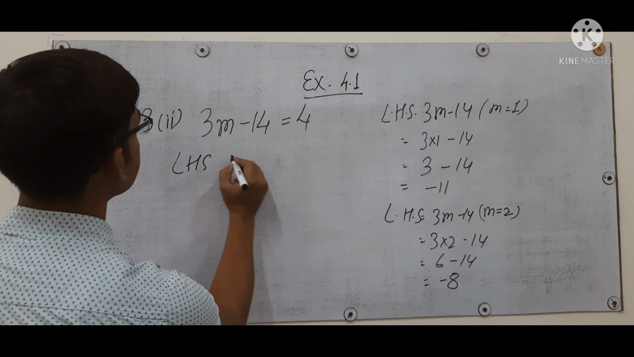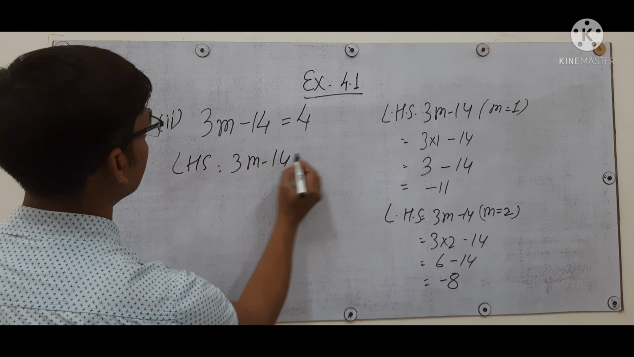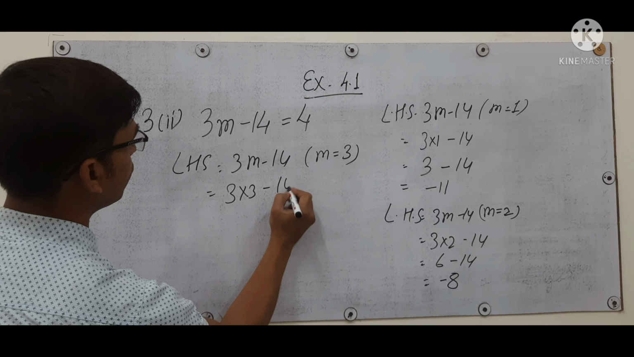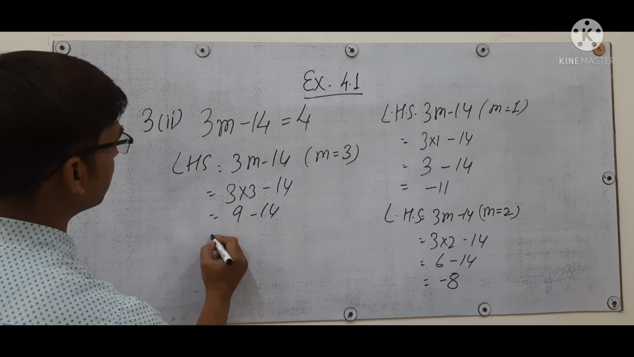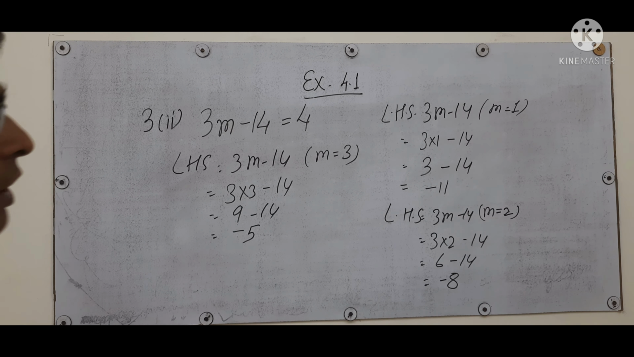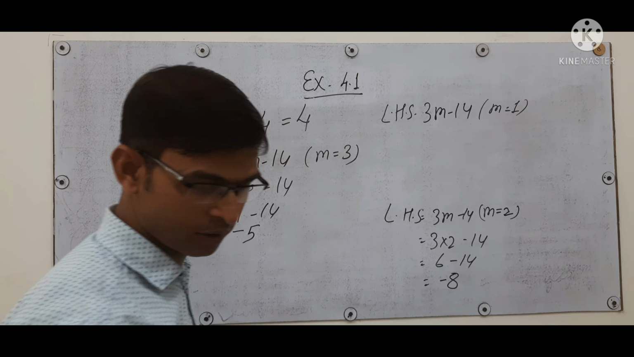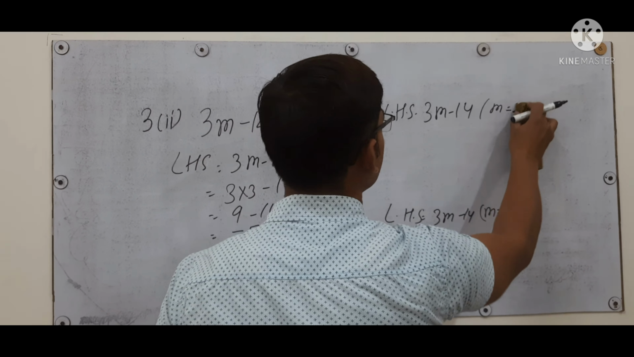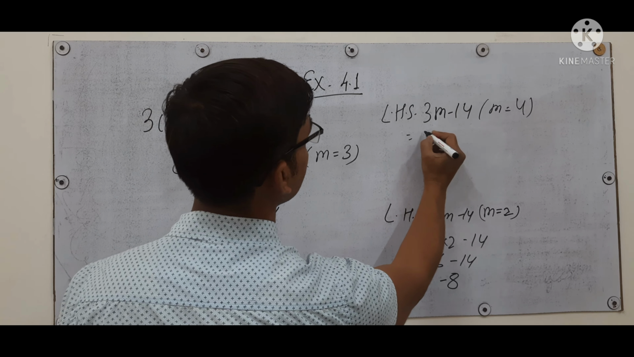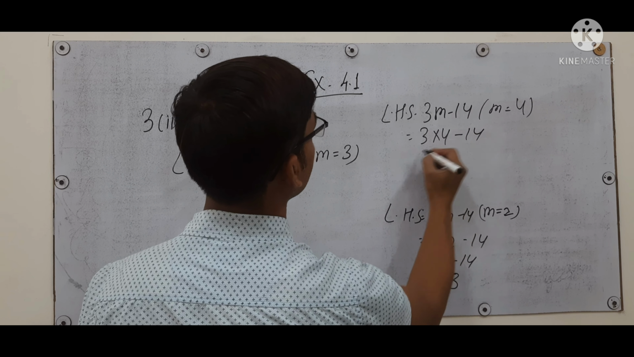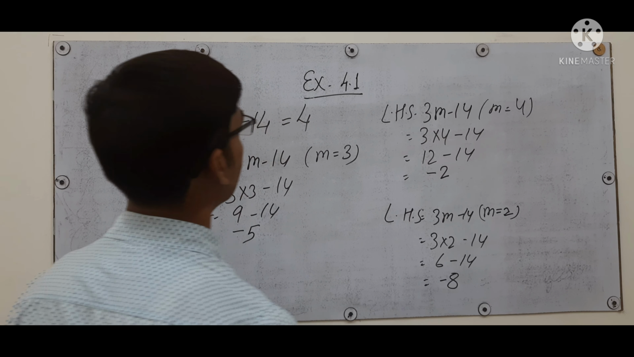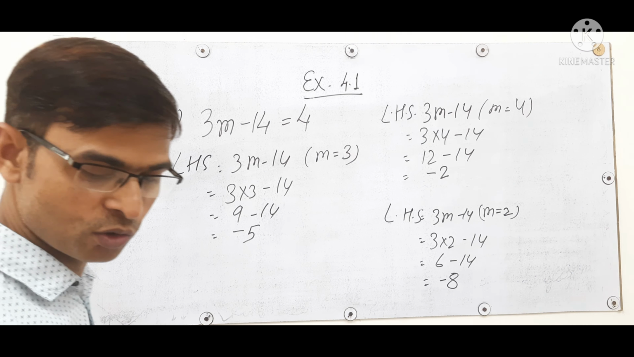So the left hand side given here is 3m minus 14, and we will check the solution for m equal to 3. So it will be 3 cross 3 minus 14, and it will be 9 minus 14. So the answer will be minus 5. We find that here the condition is also not satisfied. Now we will try for another solution, that is when we put m equal to 4. Then this will be 3 cross 4 minus 14, and it will be 12 minus 14. So the answer will be minus 2. But here the answer must be 4, so this is also not satisfied.